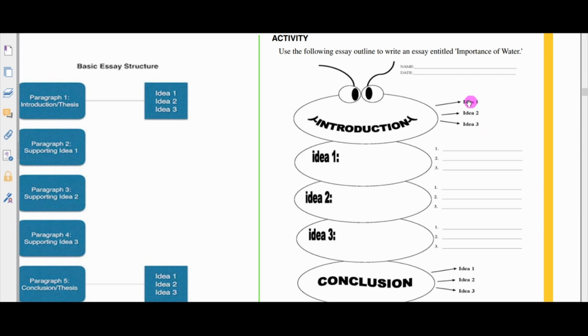Okay, so you have to say why you believe that water is important. Okay, then your idea 1, you're going to list 3 things for idea 1. Idea 2, you list another 3 things for idea 2. Idea 3, 3 things again. And your conclusion, you talk about idea 1, idea 2, and idea 3.